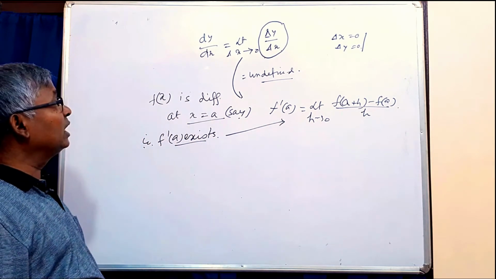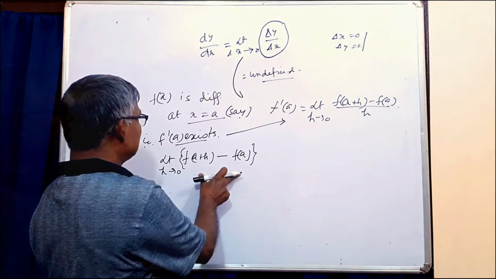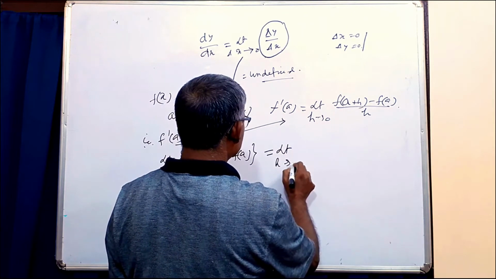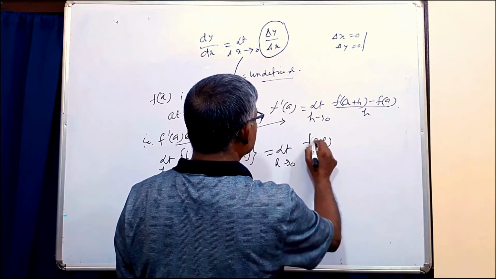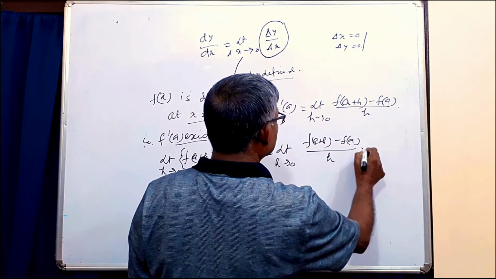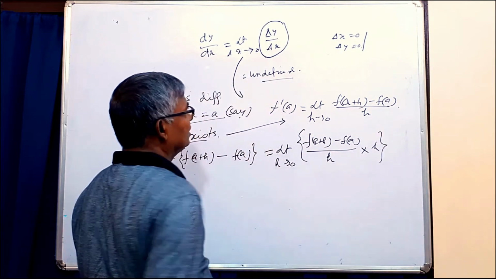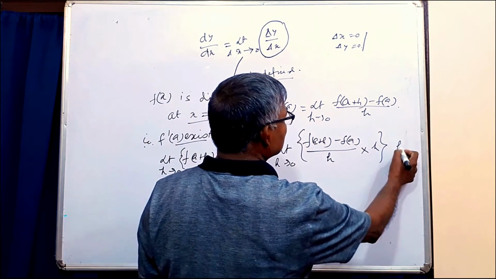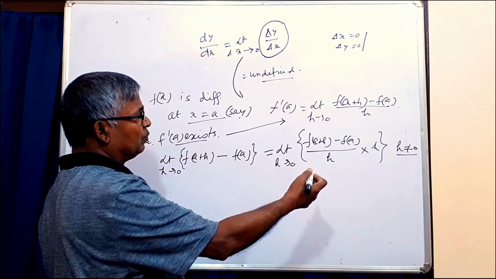Now let us see whether the function is continuous at x equal to a or not. Suppose limit h tends to 0 of f of a plus h minus f of a by h into h. We can multiply both numerator and denominator by h, because h not equals to 0. h tends to 0 does not imply h equal to 0.